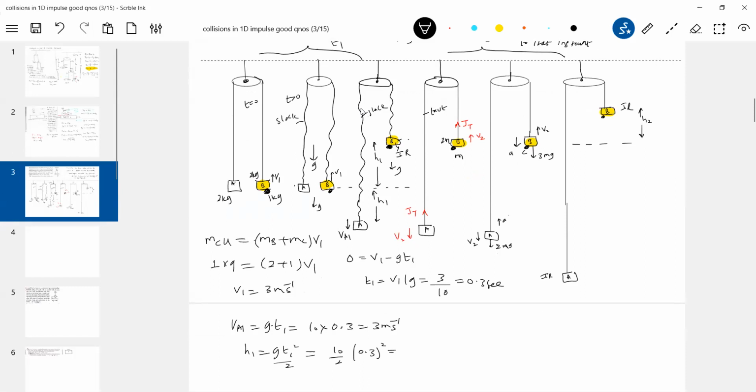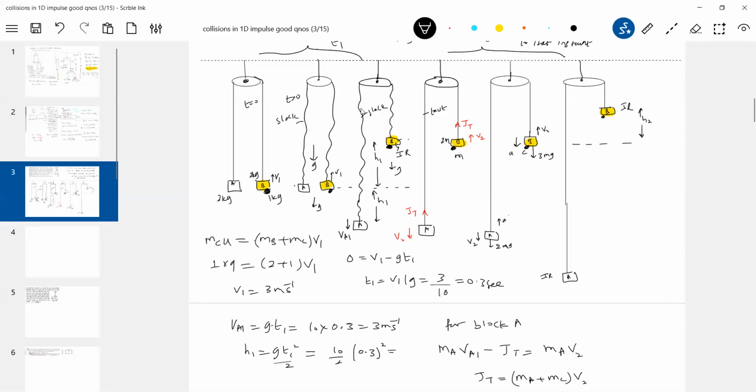So let's go for this impulse, JT, no? So this will be on the block A. For block A, MA VA1 minus JT is equal to MA V2. Then on the block B and C combined, because it was instant, suddenly the string has become taut. So JT is equal to (MB plus MC) into V2. Adding up these two, we'll get the expression for V2.